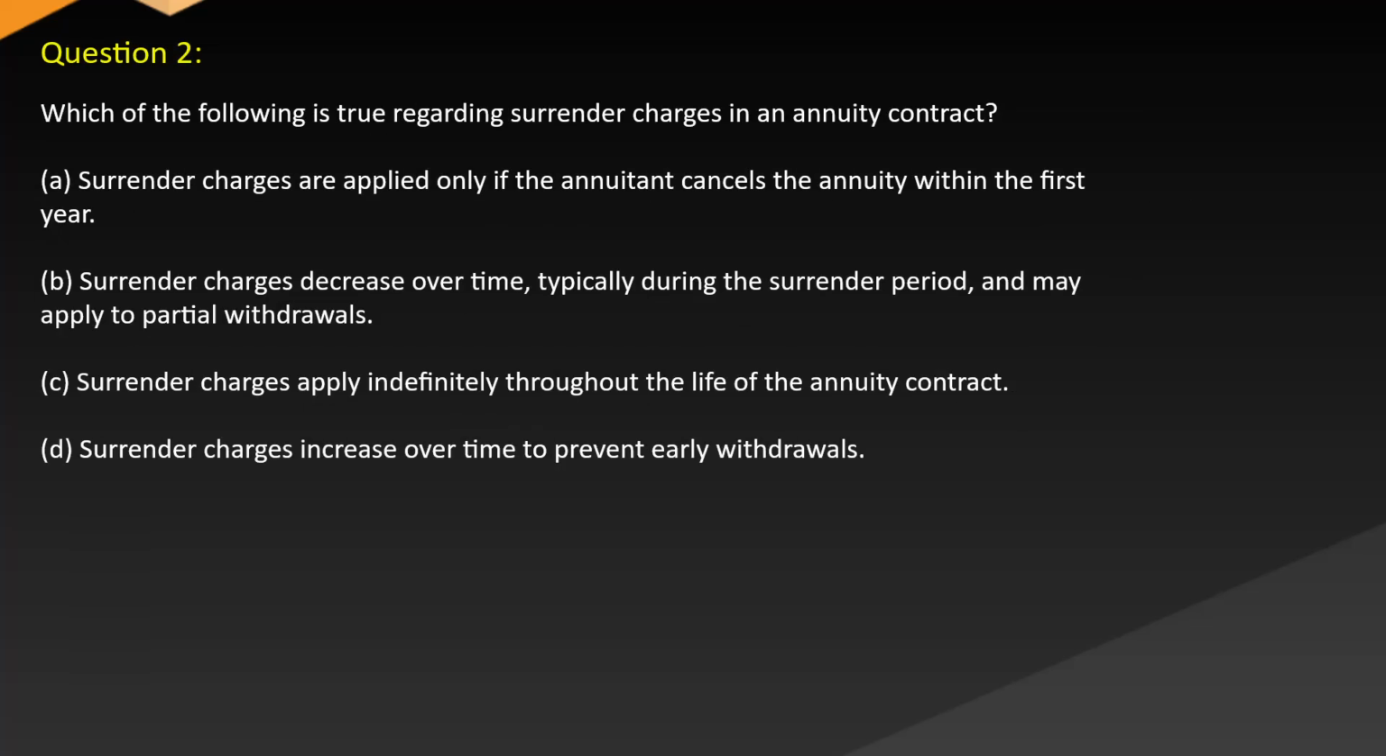Question 2. Which of the following is true regarding surrender charges in an annuity contract? A. Surrender charges are applied only if the annuitant cancels the annuity within the first year. B. Surrender charges decrease over time, typically during the surrender period, and may apply to partial withdrawals. C. Surrender charges apply indefinitely throughout the life of the annuity contract. D. Surrender charges increase over time to prevent early withdrawals.